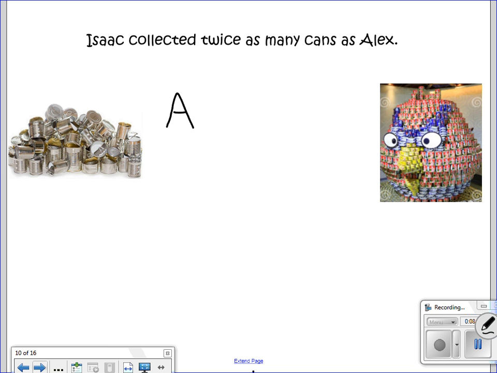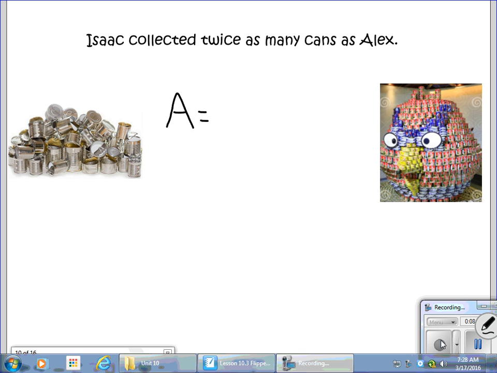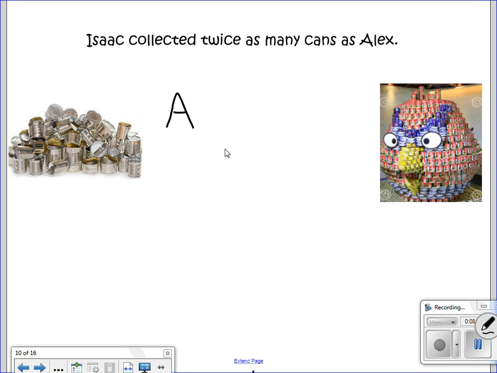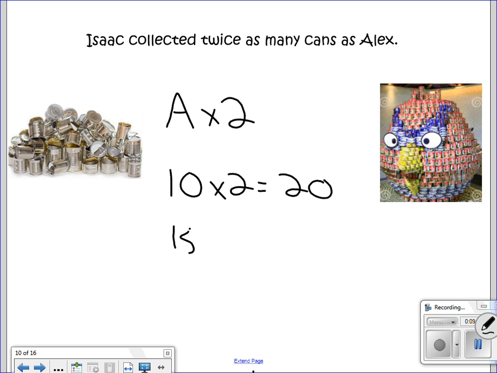We are finding A, right? So whatever Alex collected, we're going to multiply by 2. That makes more sense. Because we're trying to find out what Isaac did. So if Isaac collected twice as many as Alex, and we're dealing with A, if Alex collected 10 cans, then Isaac collected 20. I apologize. If Alex collected 15, then Isaac collected 30.